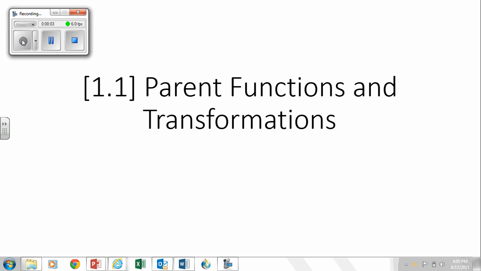Class, Algebra 2 Trig. This is section 1 of chapter 1, Parent Functions and Transformations.